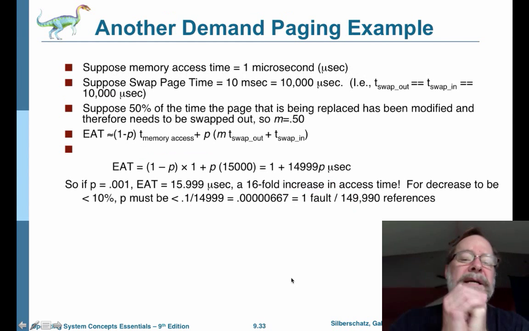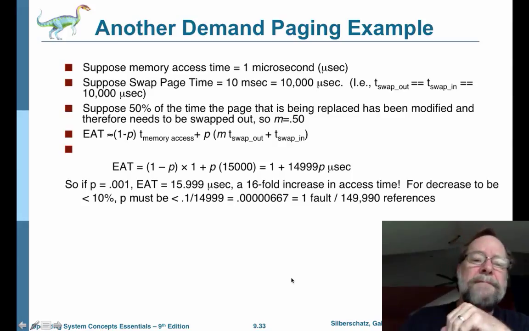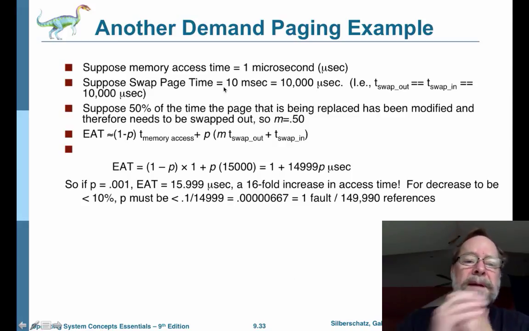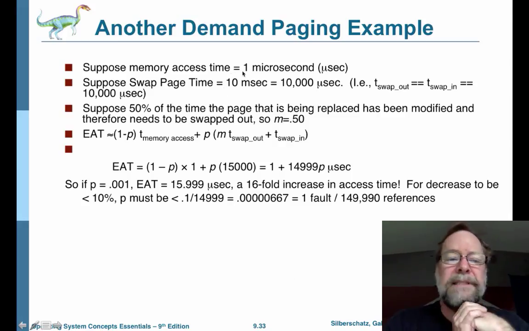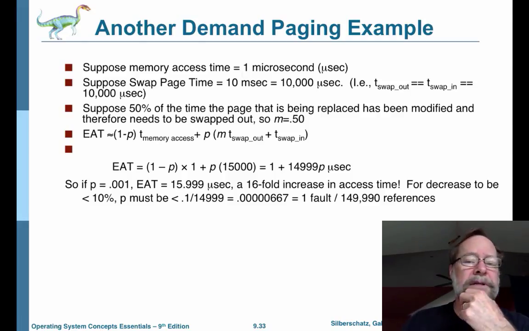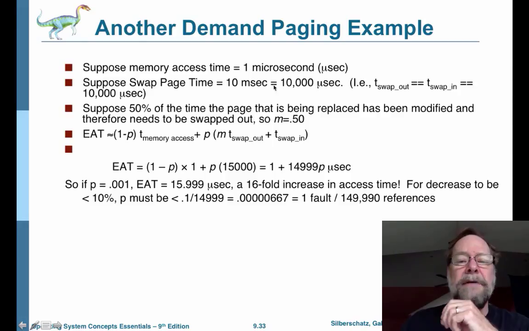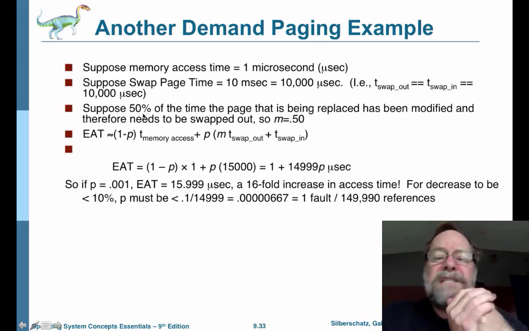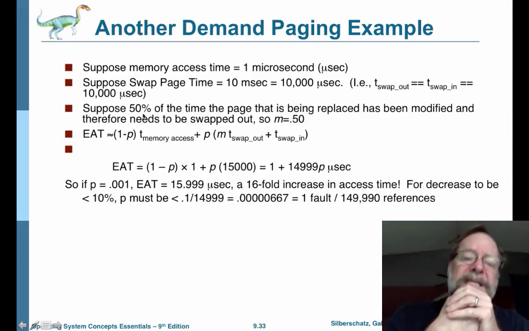If I go ahead and plug some numbers into that formula, such as we have here, suppose our memory access time is very slow, 1 microsecond, and suppose that our page swap time is 10 milliseconds, which is also fairly slow. That's 10,000 microseconds. Remember, you want the units of measurement to be the same. Suppose that 50% of the time the page being replaced has been modified. So that is, M is going to be 0.5.